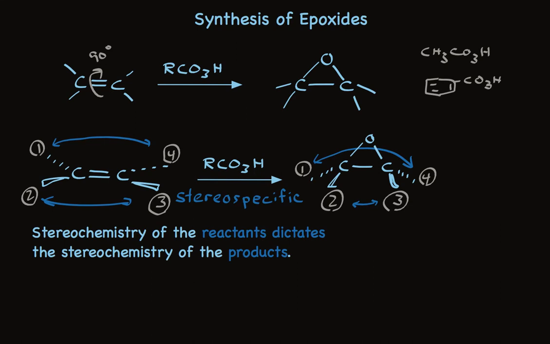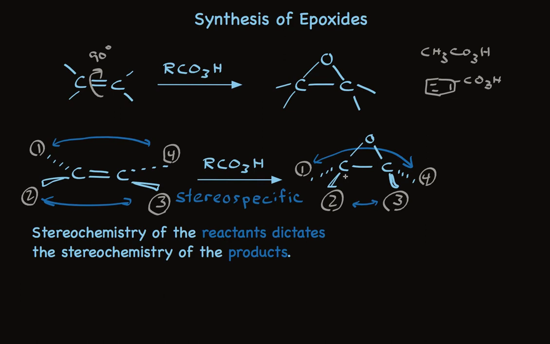And the definition of stereospecific is that the stereochemistry of the reactants, the alkene in this case, dictates the stereochemistry of the products. So for example, if we switched 1 and 2, 1 and 2 would be switched in the products. This is a very important aspect of epoxide chemistry and one of the reasons it's so widely used. So peracid synthesis of epoxides from alkenes is a one-step reaction that's stereospecific.